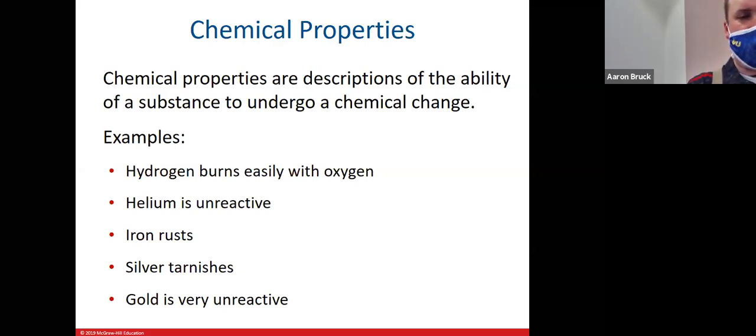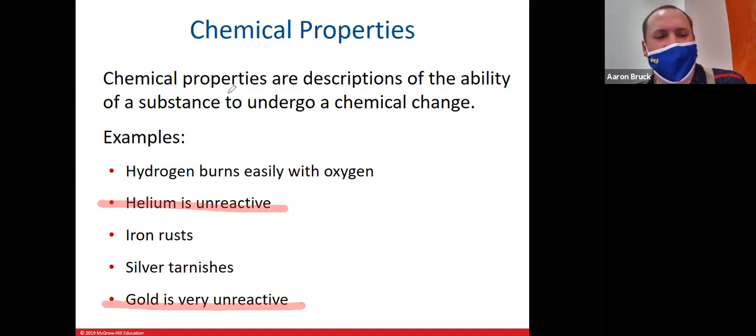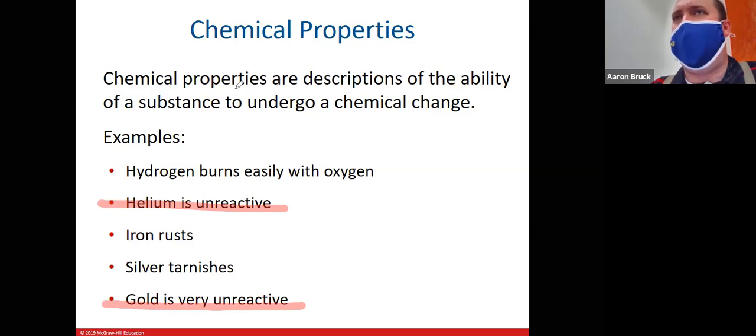And as I mentioned before, a lack of reactivity, as is the case for helium and the other noble gases, as is the case for gold and some of your other precious metals, that lack of reactivity is also very valuable to us as information.